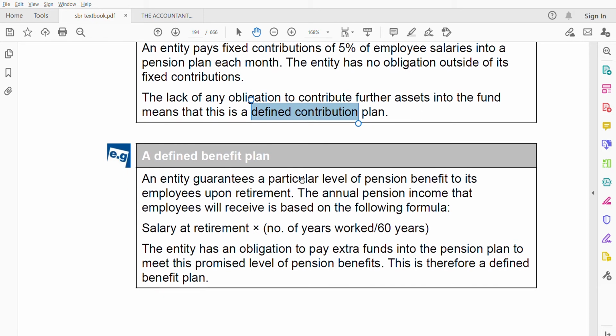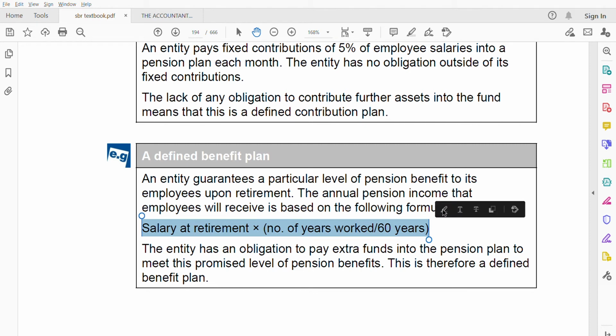Now let us go to the defined benefit plan. An entity guarantees a particular level of pension benefit to its employees upon retirement. A particular level of pension will be there for the employees once they retire. So the annual pension income that employees will receive is based on the following formula, which you use when it's defined benefit: salary at retirement times the number of years worked over the total years, because the retirement age they say is 60 years. Out of that, how many years have you worked? Let's say 30 years. So it will be 30 over 60 times your salary at retirement. This is how they will give you the benefit.